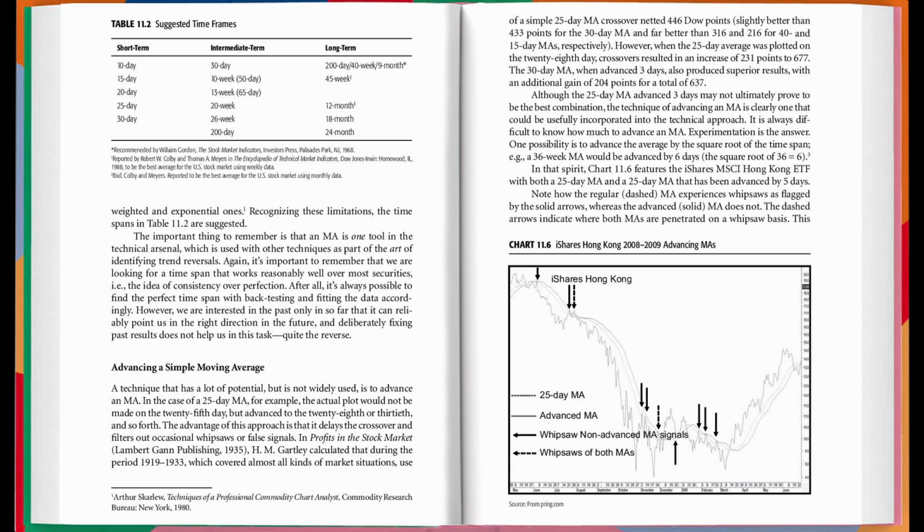In that spirit, Chart 11.6 features the iShares MSCI Hong Kong ETF with both a 25-day MA and a 25-day MA that has been advanced by 5 days. Note how the regular dashed MA experiences whipsaws as flagged by the solid arrows, whereas the advanced solid MA does not. The dashed arrows indicate where both MAs are penetrated on a whipsaw basis.